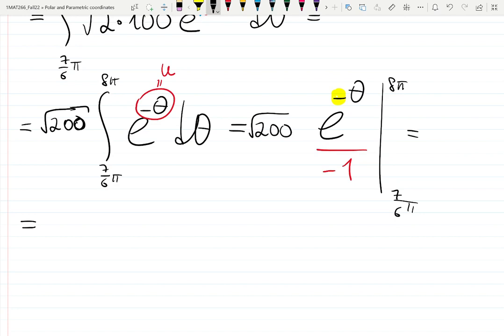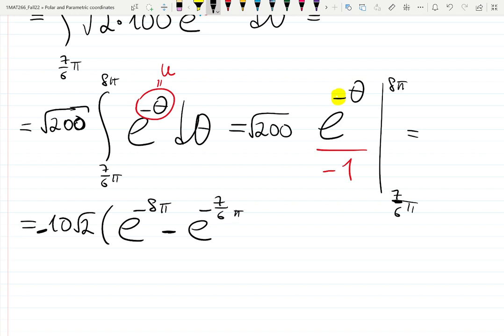Square root of 200, by the way, square root of 100 is 10, so it's going to be 10 square root of 2. Minus in front. And now it's kind of suspicious. The arc length should not be negative, right? So that means this product, top minus bottom, better be negative. e to the minus 8 pi minus e to the minus 7 over 6 pi. But e to the minus input is decreasing. So the smaller the number you plug in, the higher it is. So it is negative. So it should be fine. You can also calculate the approximate number and it will give you a negative number.